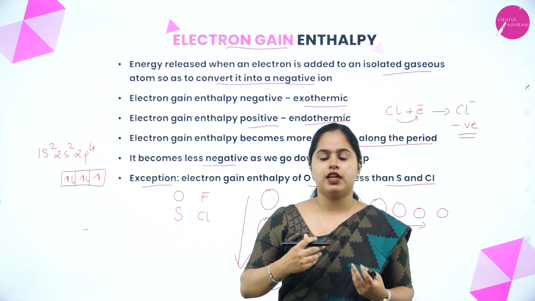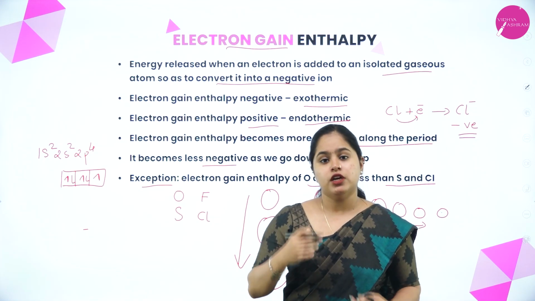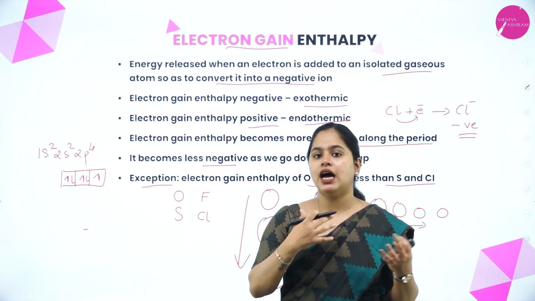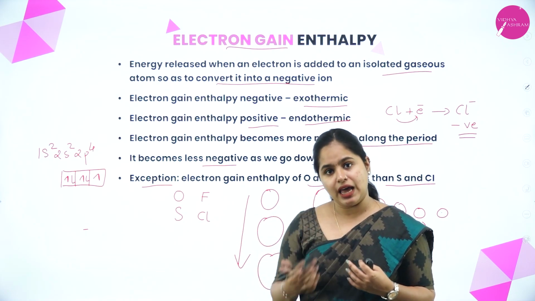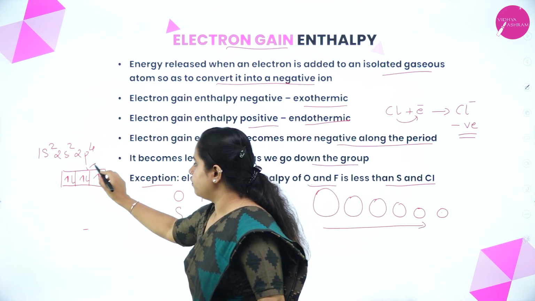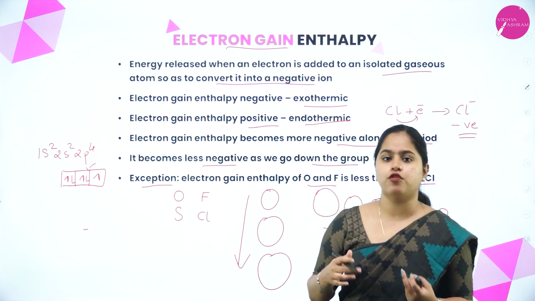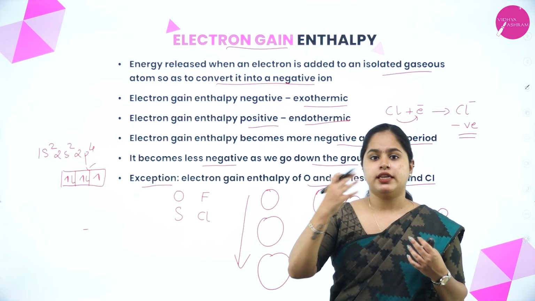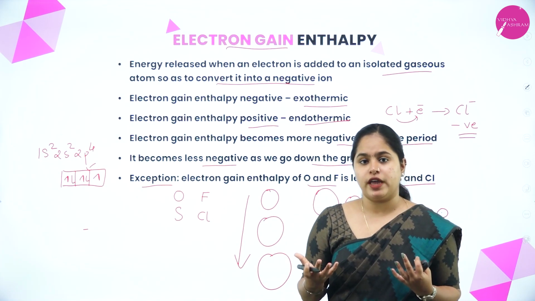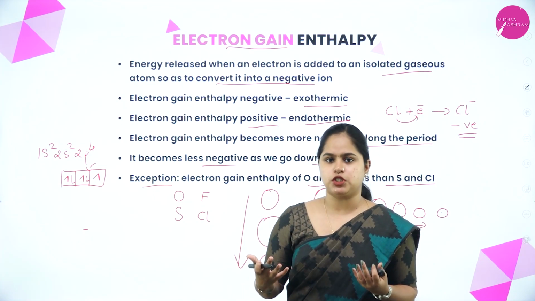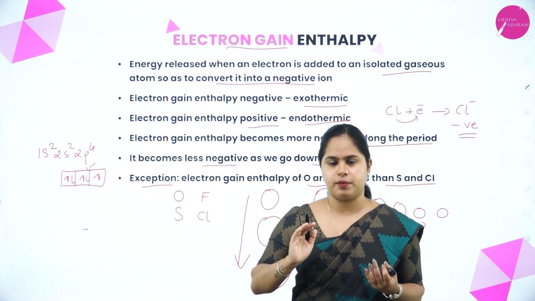The incoming electron will experience a repulsion. So first, to overcome the repulsion, energy is used. And then further, the electron will be accepted into the shell. Hence, the electron gain enthalpy of oxygen will be less, because some amount of energy is required to overcome the repulsion between the electrons, and then the electron will be added.